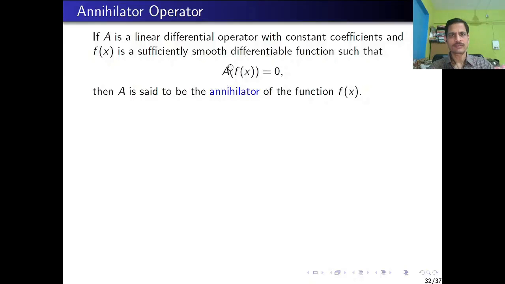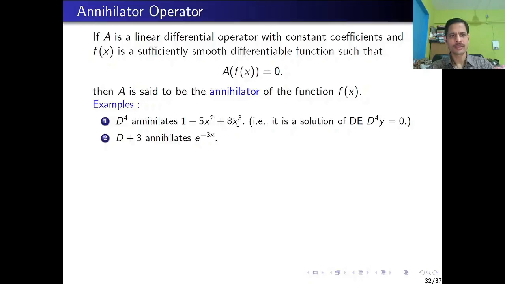So what is meant by linear differential operator? So A may be of the form D raised to 4 or D raised to 4 plus D. So A is a polynomial in D with constant coefficients. So here, for example, D4 is acting as A and annihilates this polynomial, because D4 applied to this polynomial gives you 0. In other words, you can also see that this particular polynomial is a solution of the differential equation d raised to 4 y is equal to 0. Recall that D is d by dx.